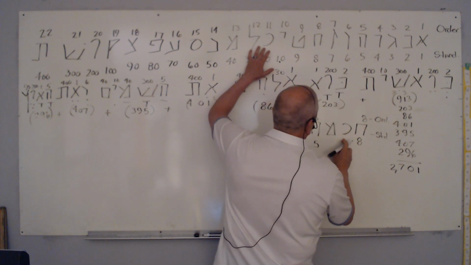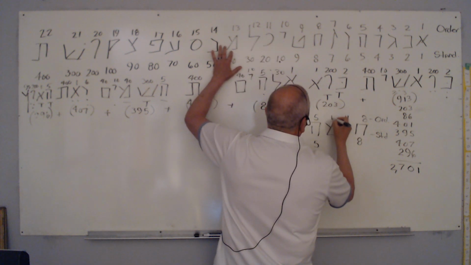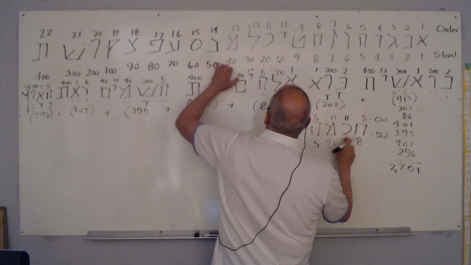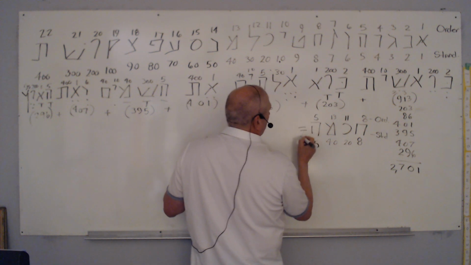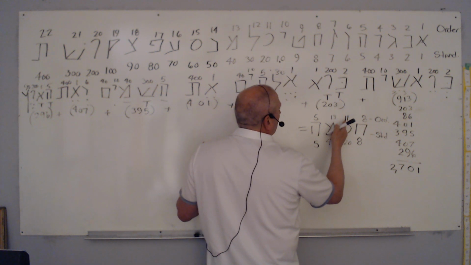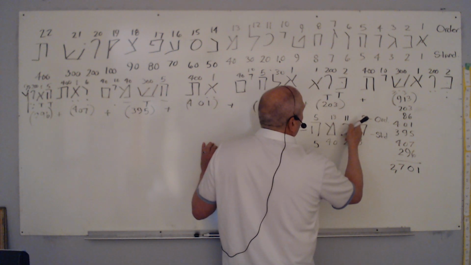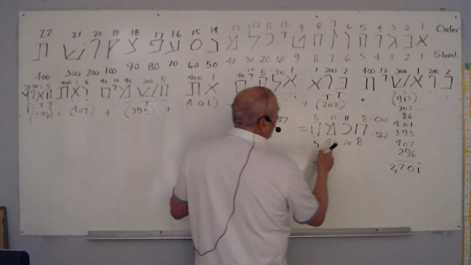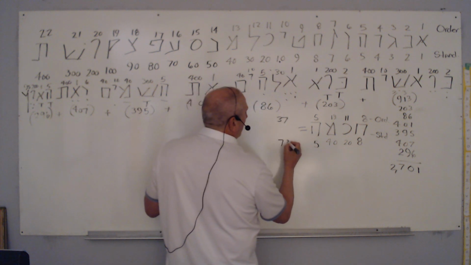Kaf is 11. Mem is 13, but in its standard value, it's 40. Kaf is 20 in standard value. So this equals these two numbers. That's 13, 24, and 5 is 29, 37. And then, of course, this should be 60 and 30, okay, 73. That's what we were looking for.